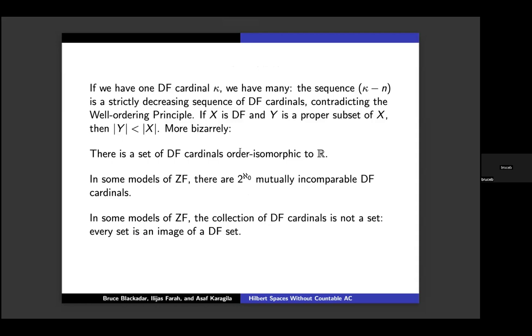And you can even get a set of DF cardinals order isomorphic to the real numbers. And in some models of ZF, you can get 2 to the aleph naught mutually incomparable DF cardinals. Without the axiom of choice, cardinals aren't necessarily comparable. And in some models of ZF, you can even have that every set is an image or quotient of a DF set. So the collection of DF cardinals is not a set. So we have a huge zoo of things here if we don't have countable choice. At least in some models of ZF.